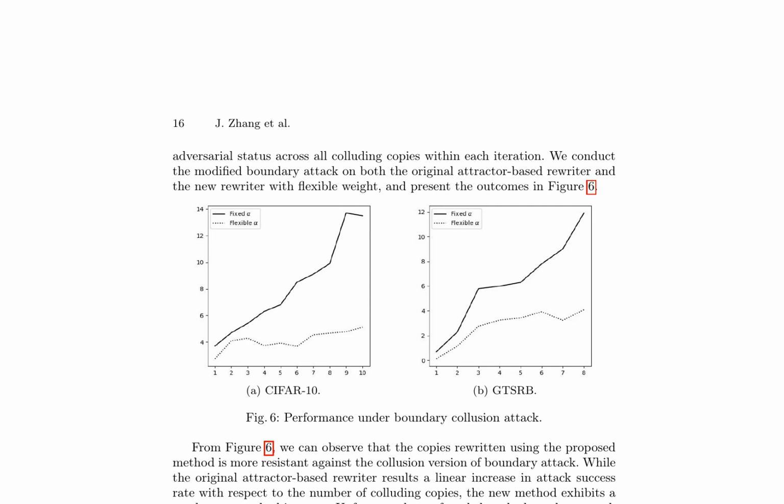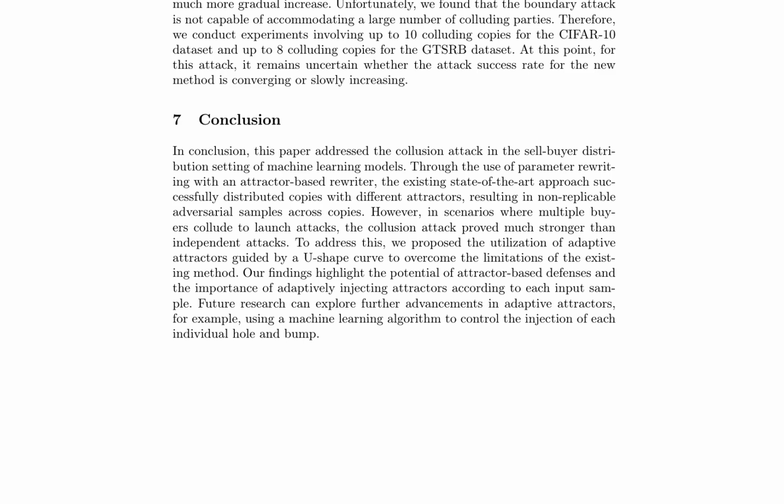The findings underscore the potential of attractor-based defenses and the importance of adaptively injecting attractors according to each input sample. Future research directions include exploring further advancements in adaptive attractors, such as employing a machine learning algorithm to control the injection of each individual hole and bump. This paper concludes by highlighting the significance of addressing collusion attacks in the cell-buyer distribution setting of machine learning models and emphasizing the need for continued innovation in attractor-based defenses.